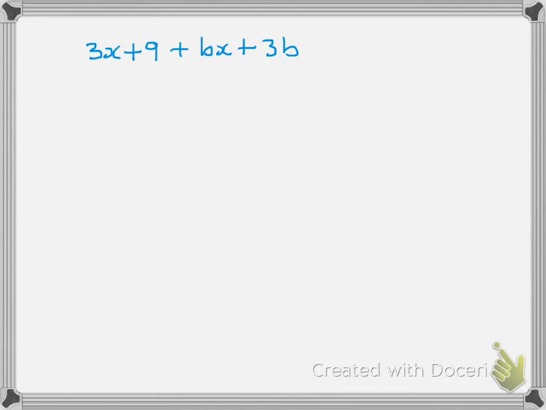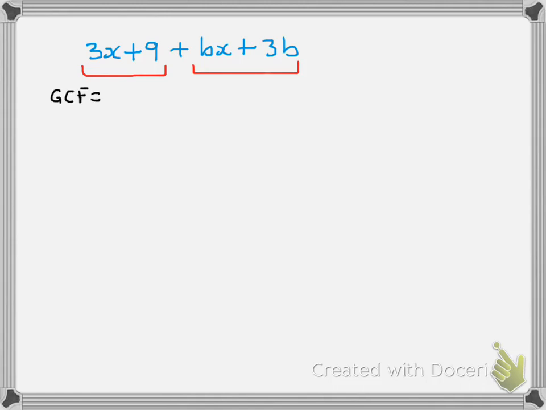3x + 9 + bx + 3b. What we are going to do here is, because we have 4 terms in here, we are going to group the terms. We're going to group them in pairs like that. We're going to group the first 2 terms and the last 2 terms and find the greatest common factor of the first 2 terms, find the greatest common factor of the last 2 terms, and then factor those out as follows.